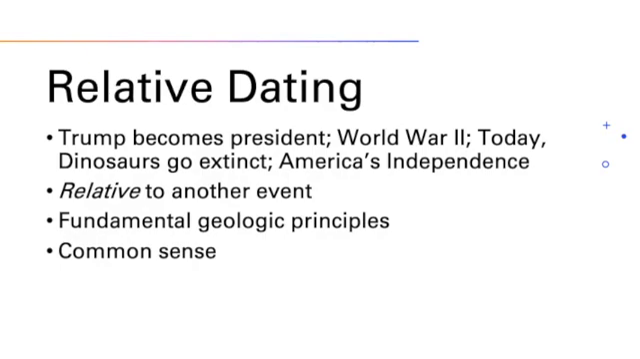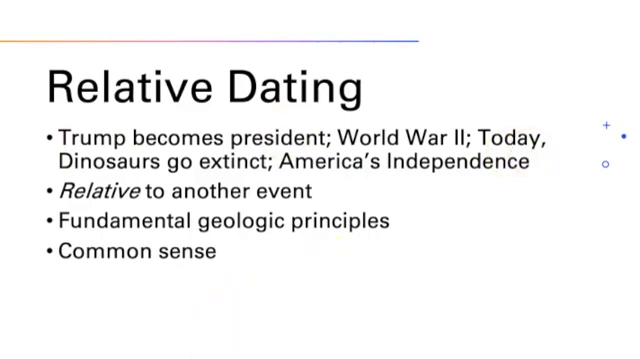For example, arrange the following events so they are in the correct chronological order relative to one another. Trump becomes president, World War II, today, dinosaurs go extinct, America's independence. So from oldest to youngest, we have dinosaurs go extinct, then America's independence, then World War II, then Donald Trump becomes president, and then today.